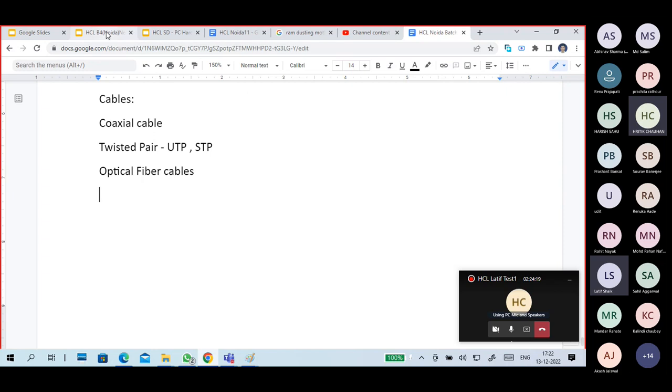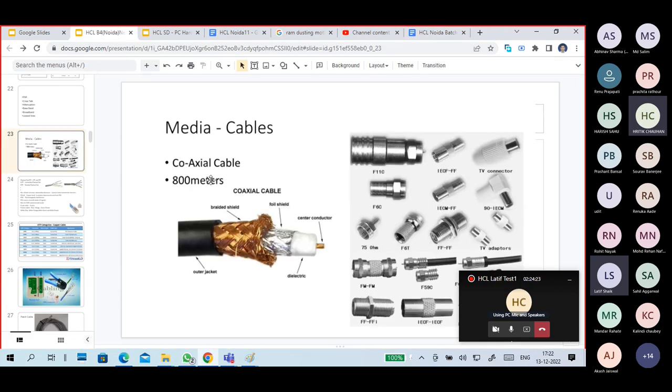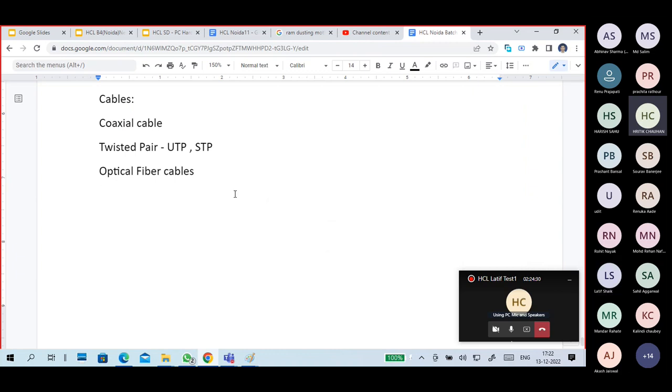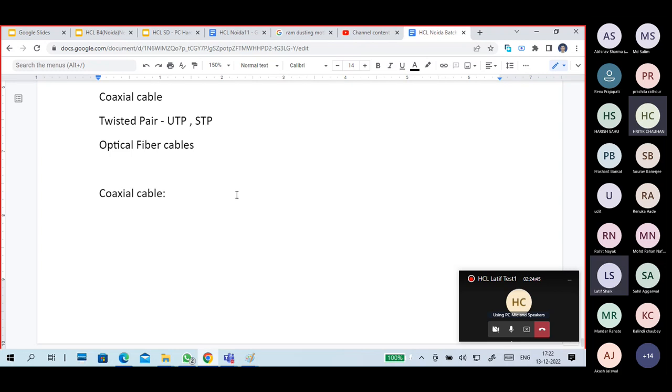Okay. So in this PPT, we have shown how a coaxial cable looks like and different types of connectivity. Coaxial cable, you know, in olden days we used this coaxial cable for TVs. It supports 800 meters. Olden days cable TVs are there. It contains a single copper wire in the center to transmit data or a signal.